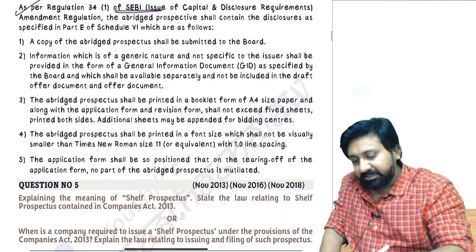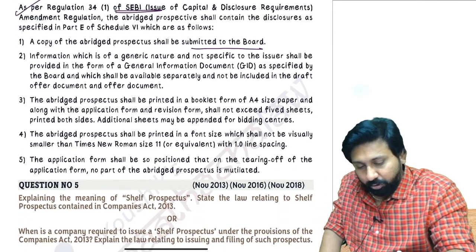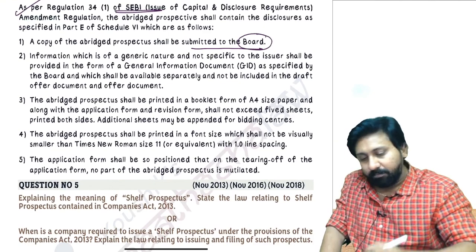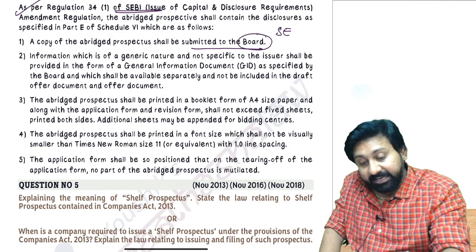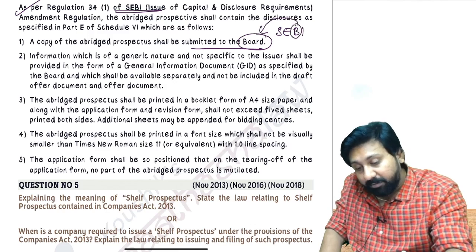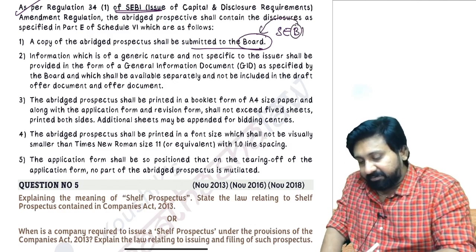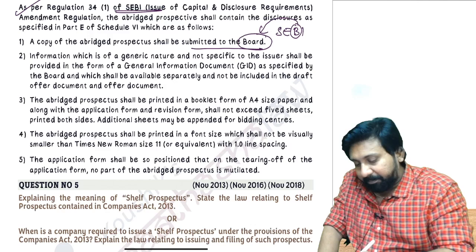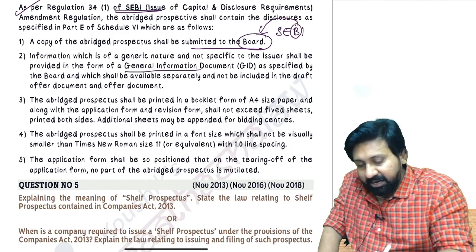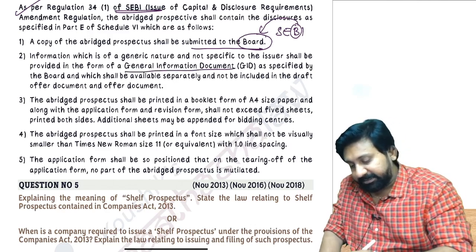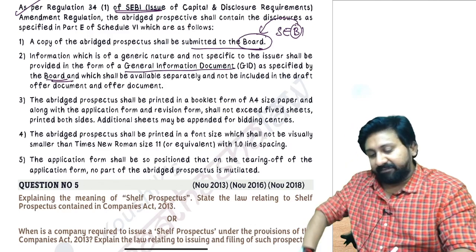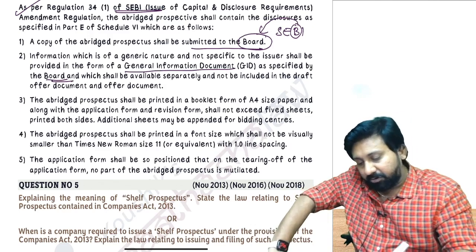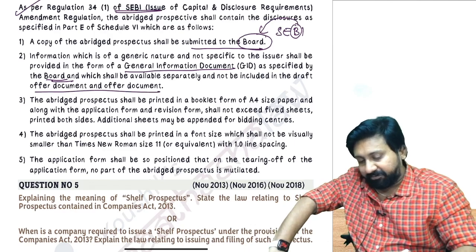A copy of abridged prospectus shall be submitted to the board. Board here represents the Securities and Exchange Board. Information which is of generic nature and not specific to the issuer shall be provided in the form of a general information document as specified by the board, which shall be available separately and not be included in the draft offer document and the offer document.